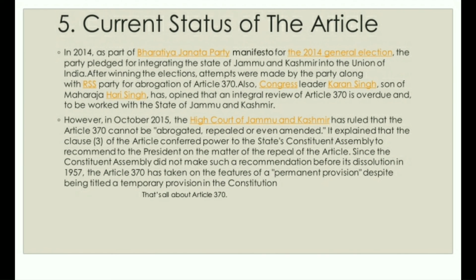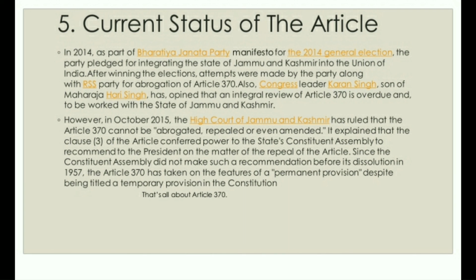Let us now learn something about the current status of this article. In 2014, as part of the Bharatiya Janata Party manifesto for the 2014 general election, the party pledged for integrating the state of Jammu and Kashmir into the Union of India. After winning the elections, attempts were made by the party along with the RSS for abrogation of Article 370. Also, Congress leader Karan Singh, son of Maharaja Hari Singh, has opined that an integral review of Article 370 is overdue and to be worked out with the state of Jammu and Kashmir.